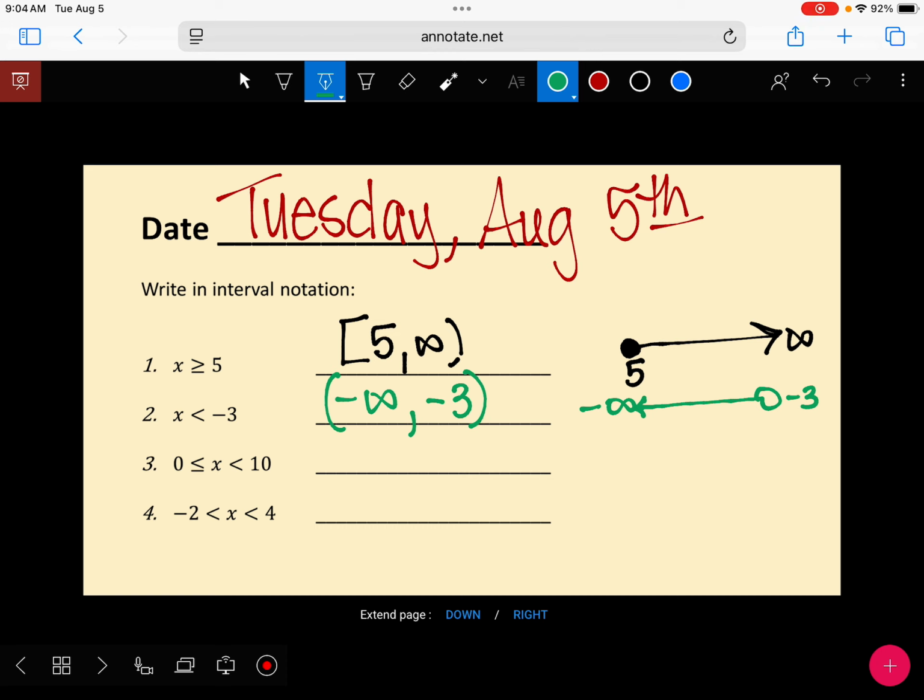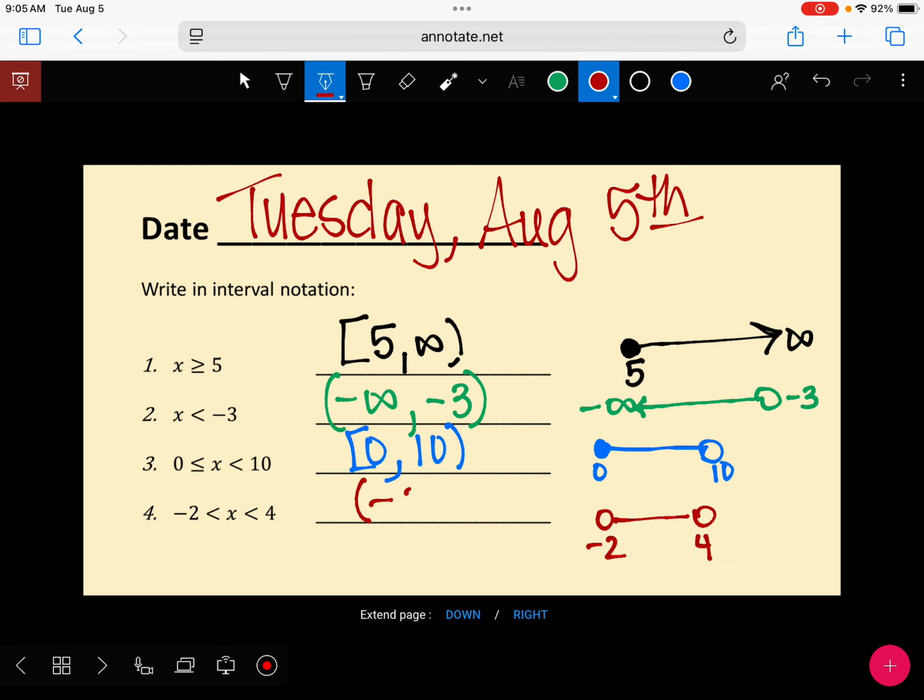All right. This third interval starts at 0 and it ends at 10. So it starts at 0, 0 is included, and it ends at 10. So 0 to 10. 0 is a hard bracket. 10 would be a soft bracket. And then the last one starts at -2 and it ends at +4. Both soft. Any questions about interval notation?